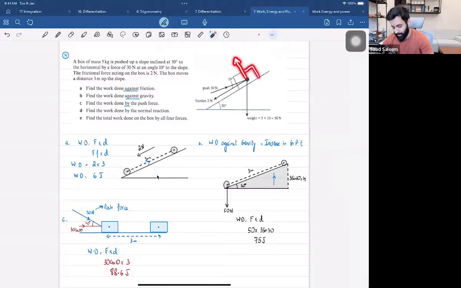What do you think will be the work done by the normal reaction force? Put some thought into it and then answer. Remember the same concept, force times distance. The force is R. We can always work out what the force is. And then we need to multiply that by the distance. So what do you think that's going to be equal to? Put some thought into it. I'd appreciate a response from you guys. Don't just be spectators.